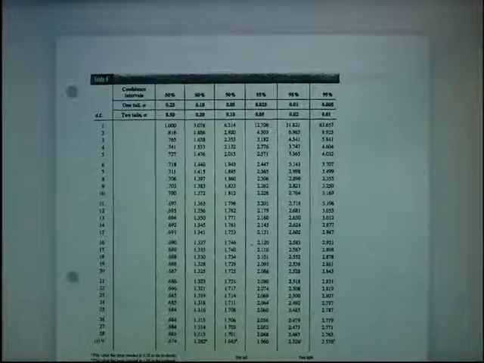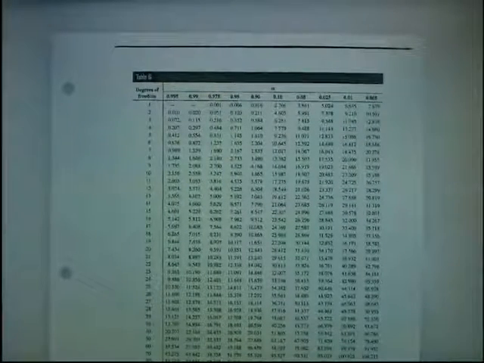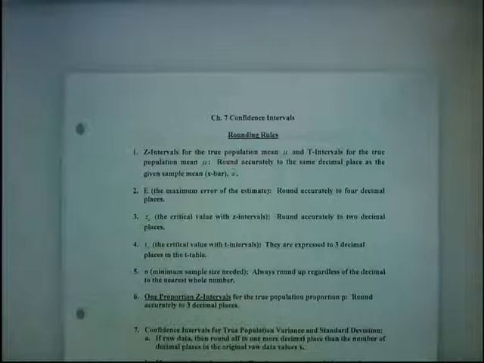And we will also be using something called the T-table. And then the last and final table is the chi-square table. All of these tables will be attached to your test. The first lecture involves confidence intervals for the true population mean. And these are called the famous Z intervals, and it involves using the two-page Z-table.